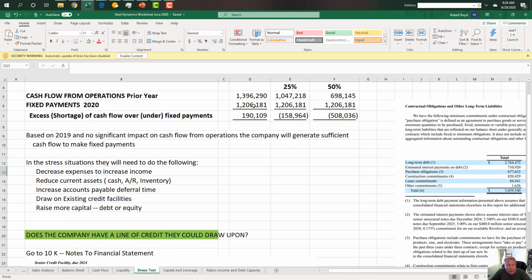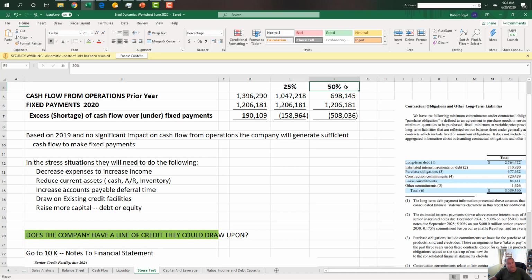So I bring that over here, and if I take cash flow from operations and subtract the fixed payments, they have an excess of cash flow over fixed payments. So in that situation, they do have sufficient funds, assuming that this year comes in the same as last year, and that's good. We then stress this free cash flow from operations, reduce it by 25%, so there would be $1,047,000. The fixed payments don't change, but they're going to be $158 million short.